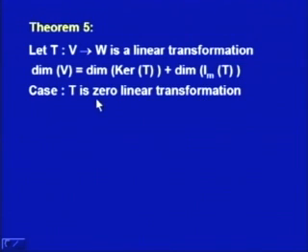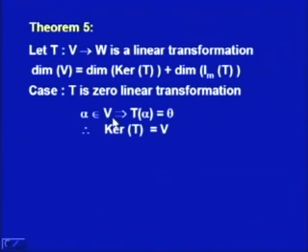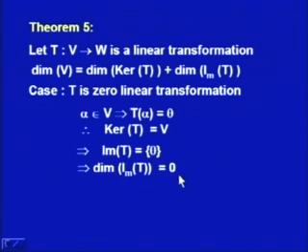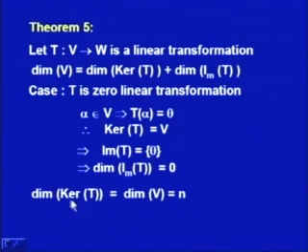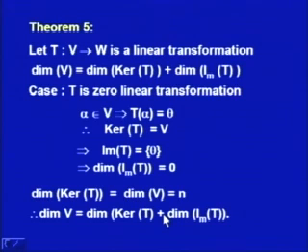The first case is that T is a 0 transformation. So, if T is a 0 transformation, then alpha belonging to V implies that T alpha is equal to theta, and kernel T in that case will be V, and image T will be theta itself, and dimension of image T in that case will be 0, and dimension of kernel T is equal to dimension of V is equal to n. So, dimension of V is equal to dimension of kernel T plus dimension of image T. So, we have proved the first part when T is a 0 linear transformation.